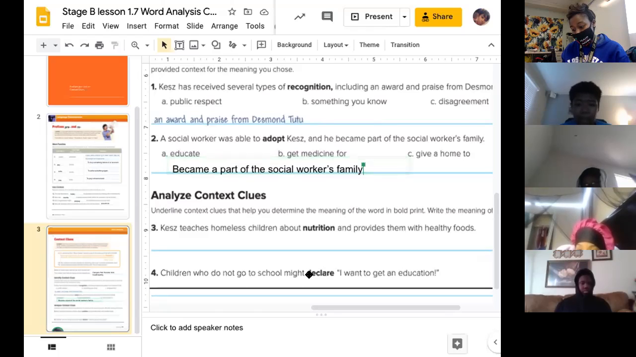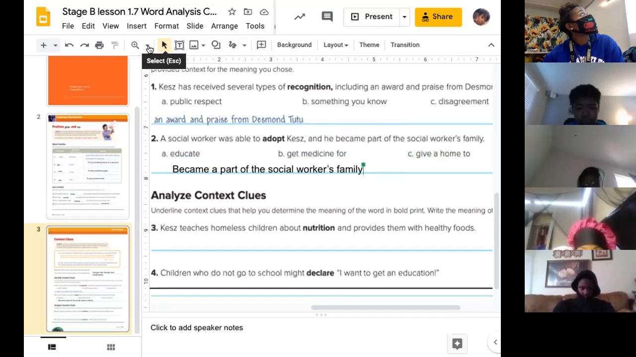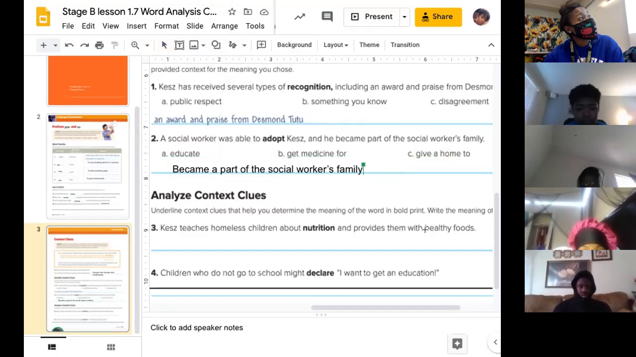What do you guys think is the meaning of nutrition? Provide them with healthy foods. Providing healthy foods, nutrition, healthy foods. So are you saying the healthy foods in the sentence are a clue, or you're saying healthy foods is the meaning of nutrition? It's a clue. I will underline healthy foods, but now we have to figure out the meaning. So yes, I would definitely underline healthy foods, but what's the meaning of nutrition?